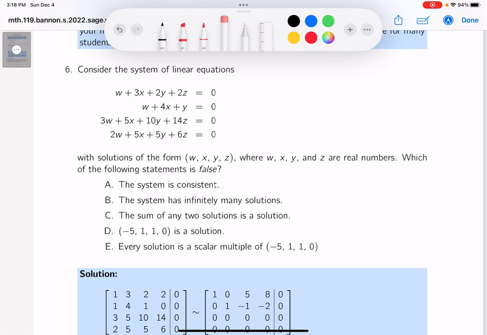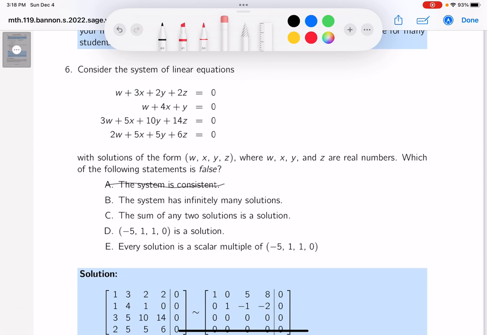Okay, looking at it, consider the system of linear equations. It's four equations, four unknowns. Immediately looking at it, we do have a solution to the problem, where W equals X equals Y equals Z equals 0. So it's definitely a solution to the problem. So you could throw this one out over here. All right, that it's consistent. There is at least one solution to the problem.